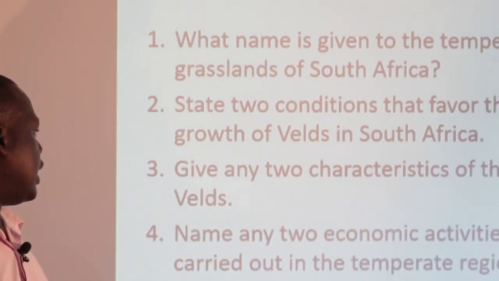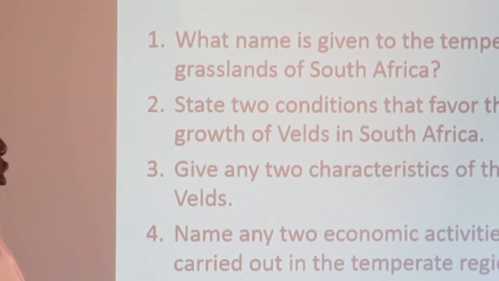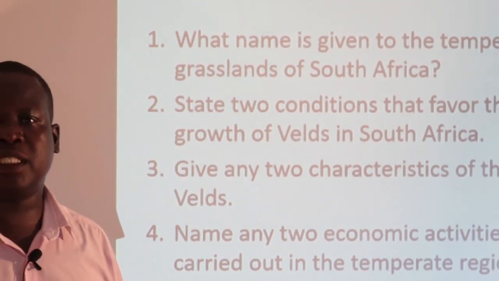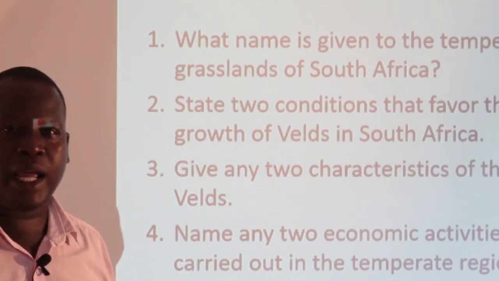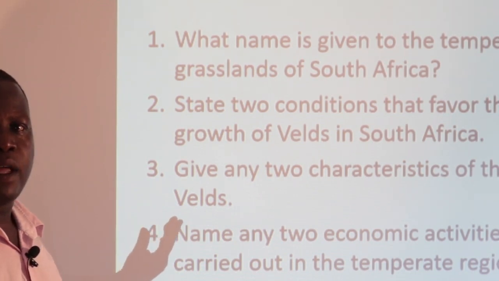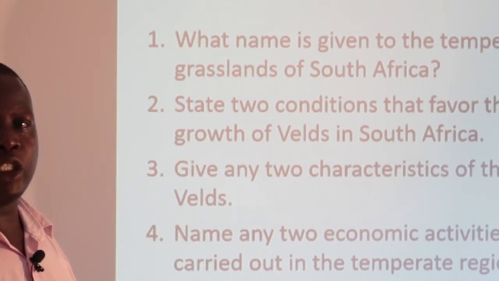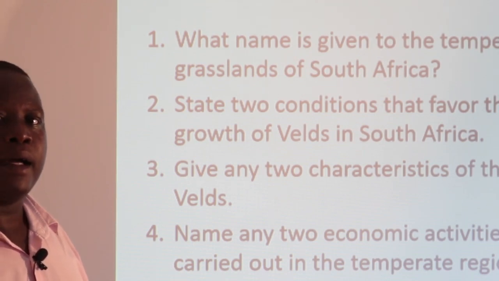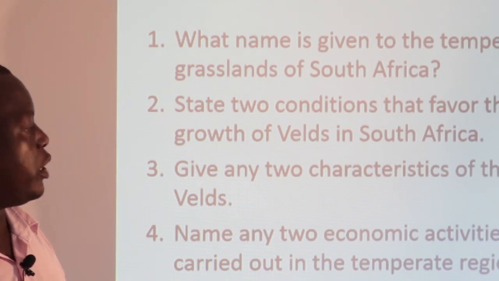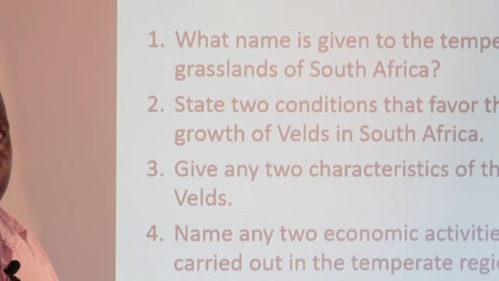Number 4, name any 2 economic activities carried out in the temperate regions of South Africa. So go to the economic activities as we saw it. Then I would expect you to pick the economic activities that you saw, and we had rearing cattle, rearing goats, and remember we also talked about the rearing of merino sheep for wool and the rest. All are there with you.